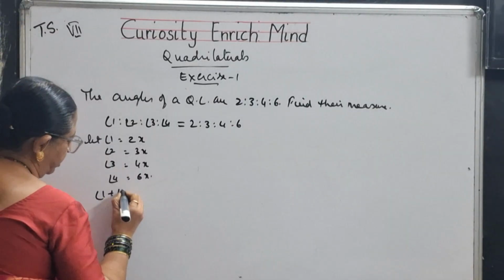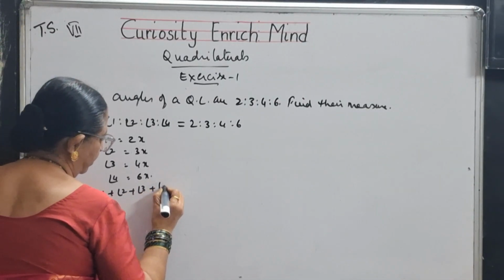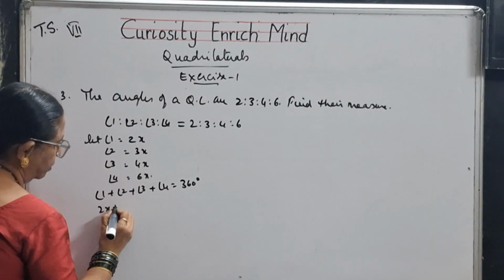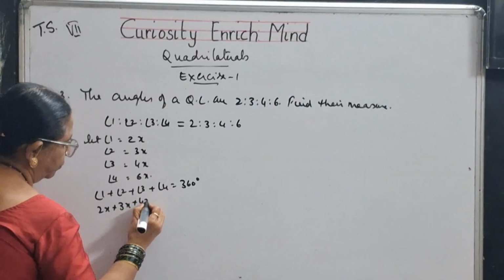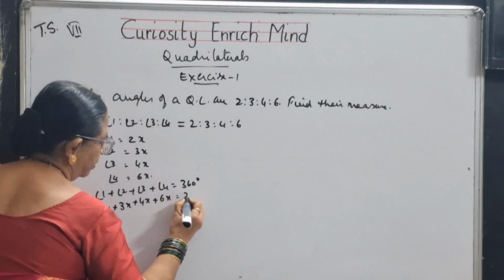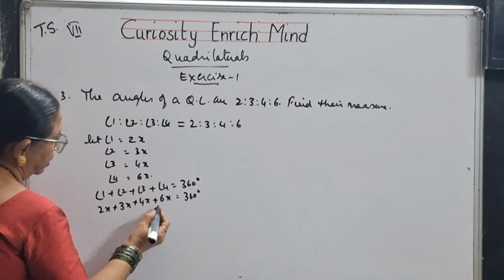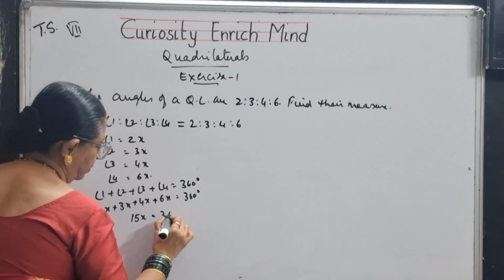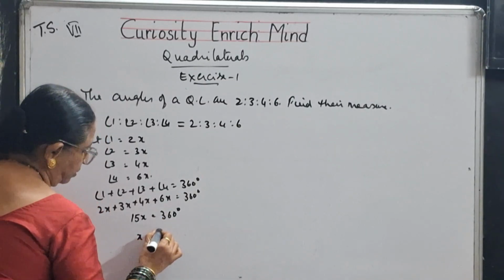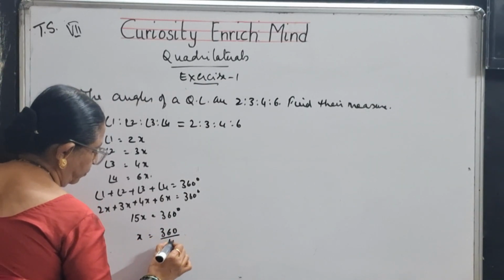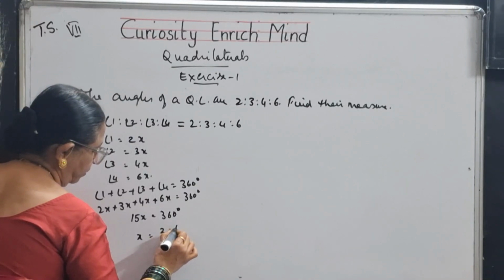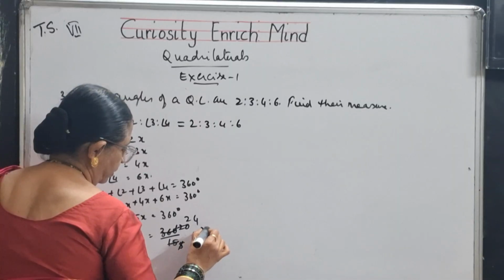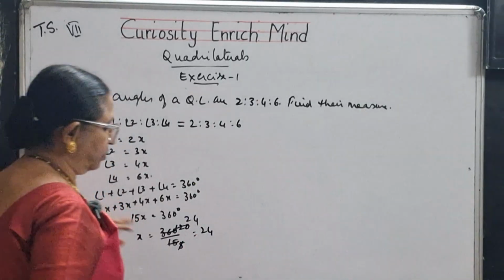We know that angle 1 plus angle 2 plus angle 3 plus angle 4 is equal to 360 degrees. So 2x plus 3x plus 4x plus 6x is equal to 360 degrees. 6 and 4 is 10, 5 is 15. 15x is equal to 360 degrees. So what is x? 360 by 15. x is equal to 24.